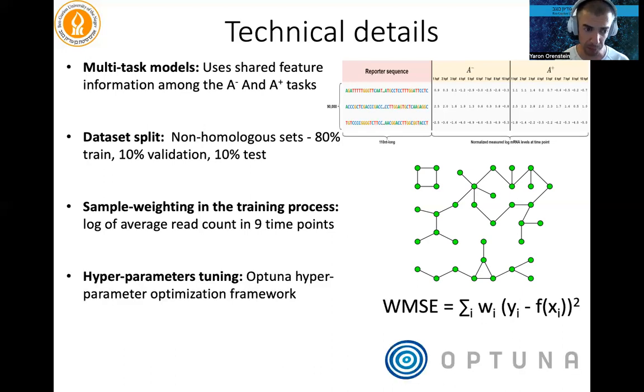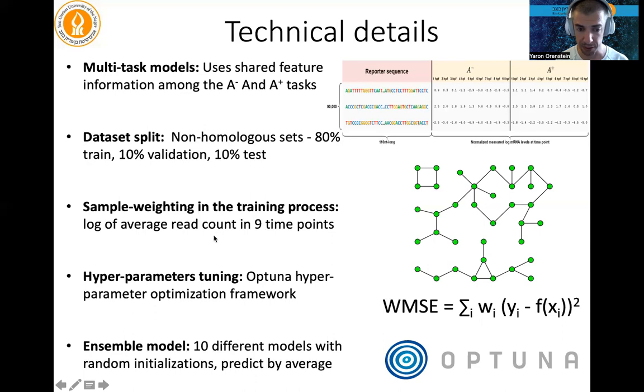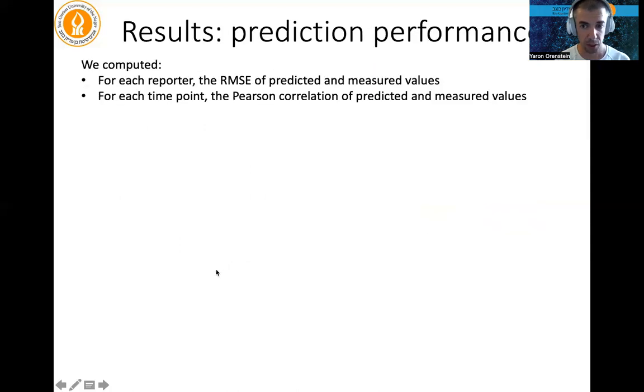For hyperparameter tuning, we used the very popular Optuna package in Python. And to improve the robustness and also the prediction performance of the model, we use random ensemble linearization, meaning we train 10 different models that differ in the initialization, and at prediction time, we use the average of the models. So for the results, we tested the performance in 2 ways.